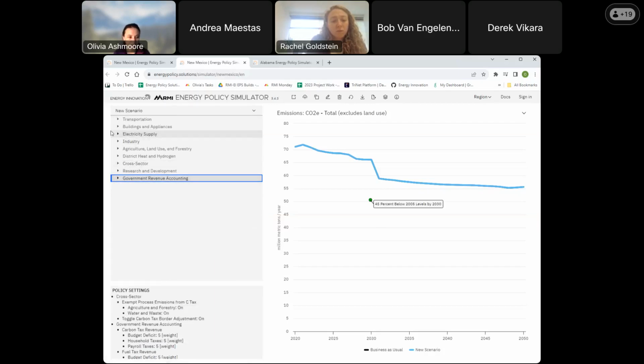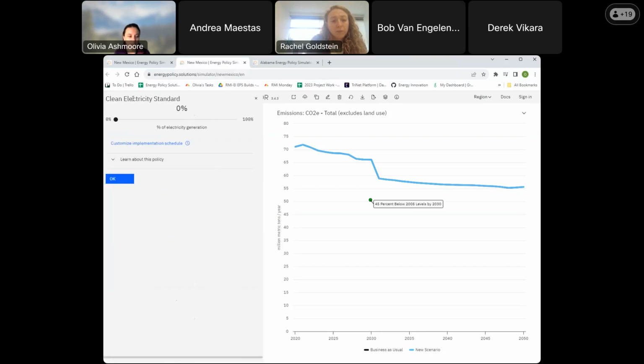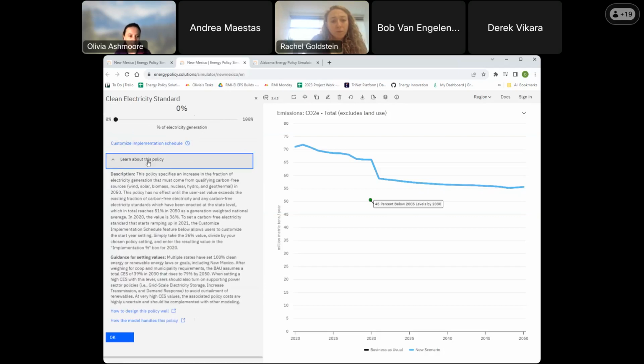So to set a policy, I'm going to use electricity standard as an example. So just click on it under the drop down and it'll bring you to the slider bar as well as this link to learn more about the policy. If you click on this, it includes some state specific information. So for example, New Mexico's estimated business as usual gas values, as well as some information on just how the policy is applied in the model. You can also link to the documentation here and see how the model handles.